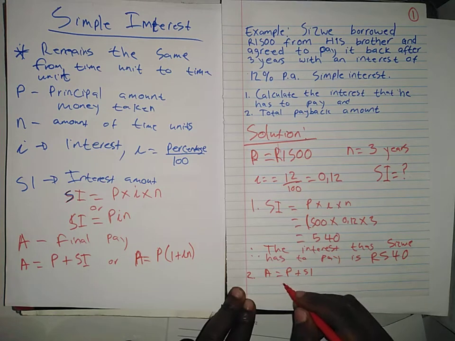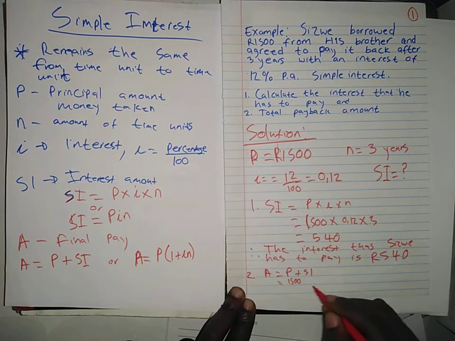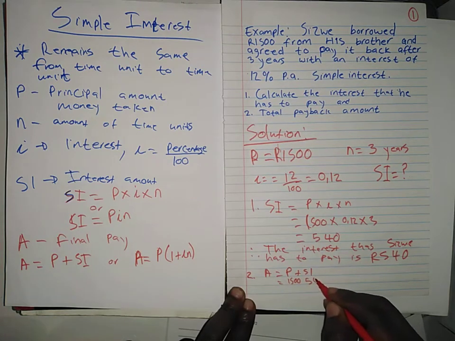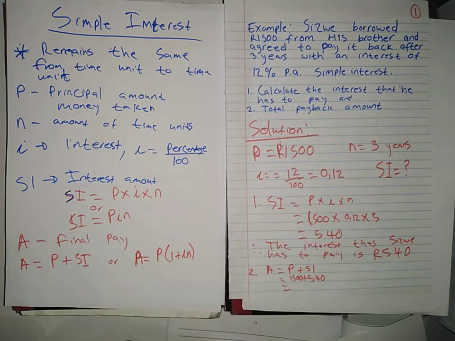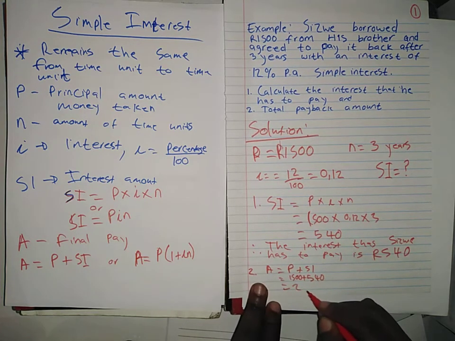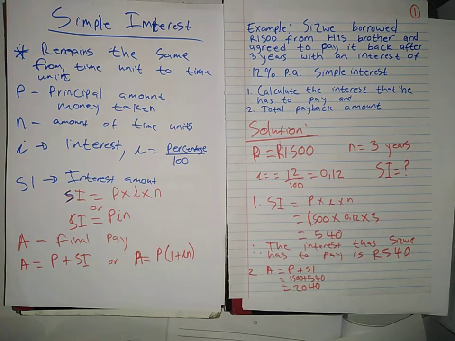What is P? P is 1,500, and then SI is what? Is 540. So plus 540. So what do you get at the end of the day? You get 2,040. So the amount that Sizwe must pay back altogether, that is the total payback. What is it? Is 2,040 rand.